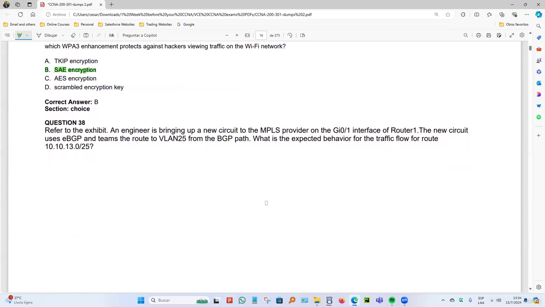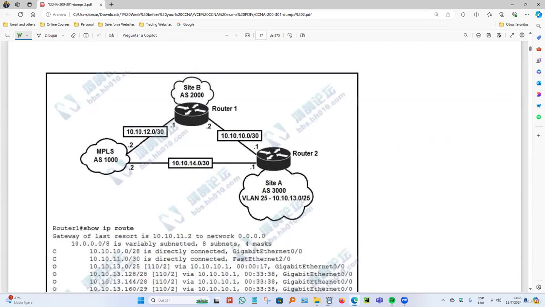Next one, refer to the exhibit. An engineer is bringing up a new circuit to an MPLS provider on the gigabit 0/1 interface of router 1. That is important. We are working with this gigabit interface to get traffic and send it to the internet. The new circuit uses eBGP, which usually has an administrative distance of 20, and learns the route to VLAN 25 from the BGP path. What is the expected behavior for the traffic flow for route 10.10.13.0/25?